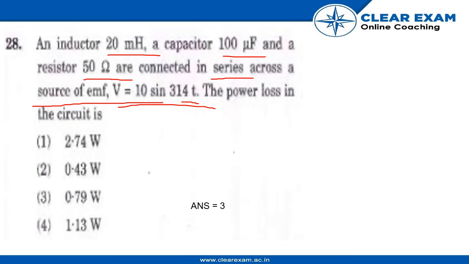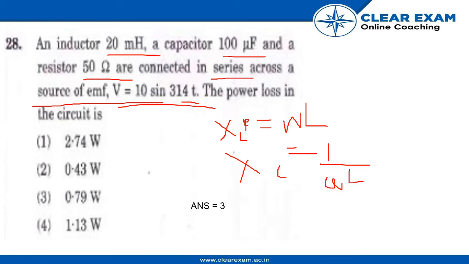Now from the formula, XL is equal to omega L. We put the values, we get 314 multiplied by 20 times 10 to the power minus 3, equals 6.28 ohm. Now XC is equal to 1 by omega C. So again putting in the formula, XL is equal to 6.28, XC is equal to 31.8 ohm.